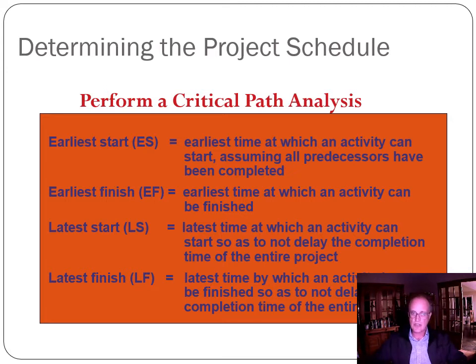So the earliest start time gives us the earliest time that a project can start, and then the duration that that activity takes is added to the earliest start to give us the earliest finish. The latest start time is the latest time at which an activity can start so as not to delay the completion of the project. So the earliest start is the earliest time it can start based on the things that come before it. The latest start is the latest it can start without making the project go longer, so it's more concerned with the tasks that come after, and we'll show you that in a second.